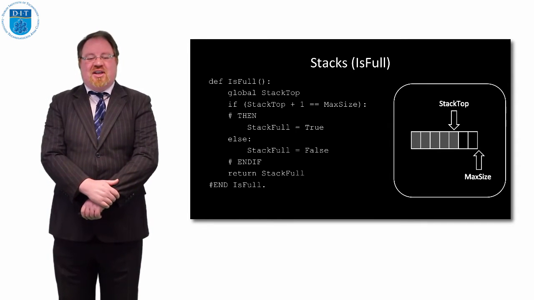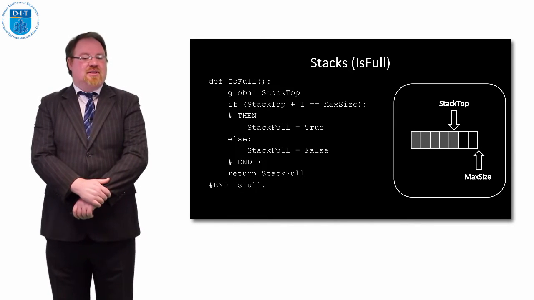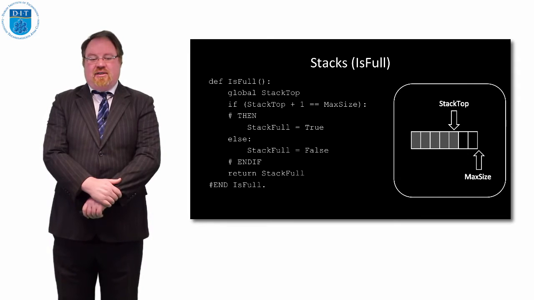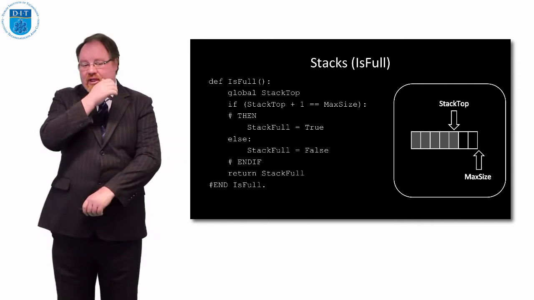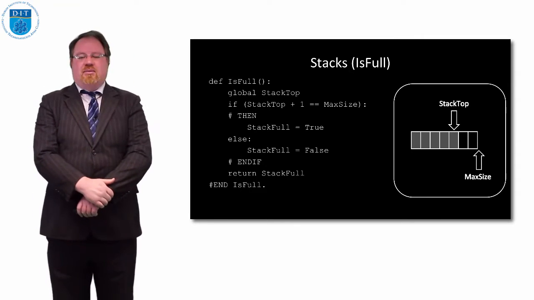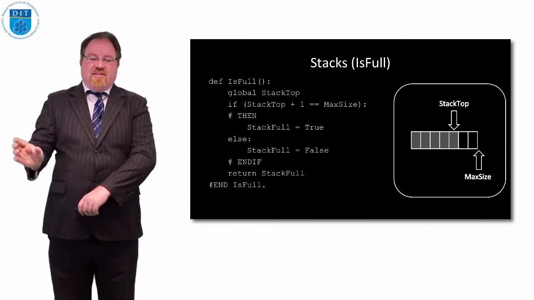Well, there's 2 ways of checking if it's full. One is to check if stackTop plus 1 is equal to maxSize. Then we can return a boolean stackFull equals true, else we can return a boolean that stackFull equals false. I think what's important to note here in the Python is we have a variable called stackTop that's going to be used that tells us what's the top of the stack.